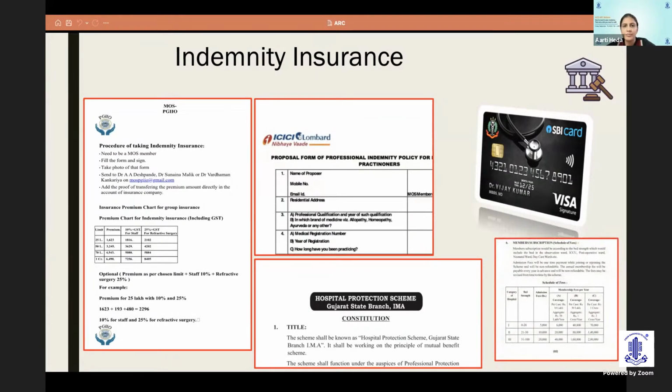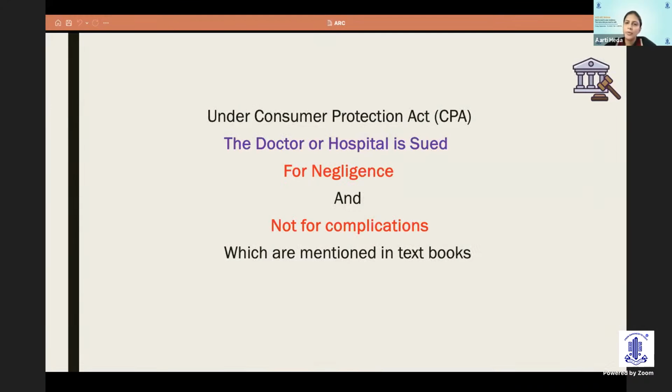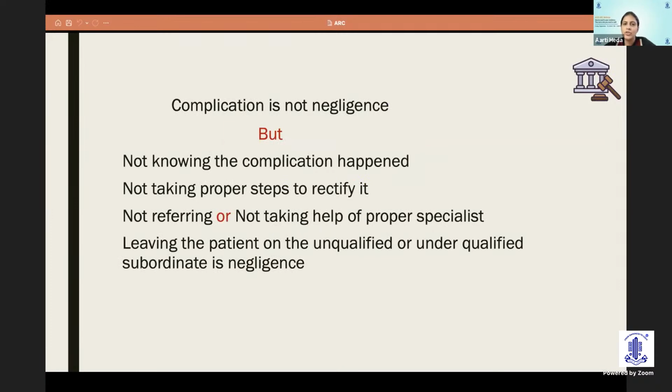Under the Consumer Protection Act, the doctor or hospital is sued for negligence and not for complications that are mentioned in the textbooks. Complication is actually not a negligence, but what is negligence? Let's look. Not knowing the complication has happened is a negligence. Not taking proper steps to rectify it is also a negligence. Not referring or not taking help of a proper specialist is a negligence. And leaving the patient with unqualified or underqualified staff or subordinates is a big negligence.